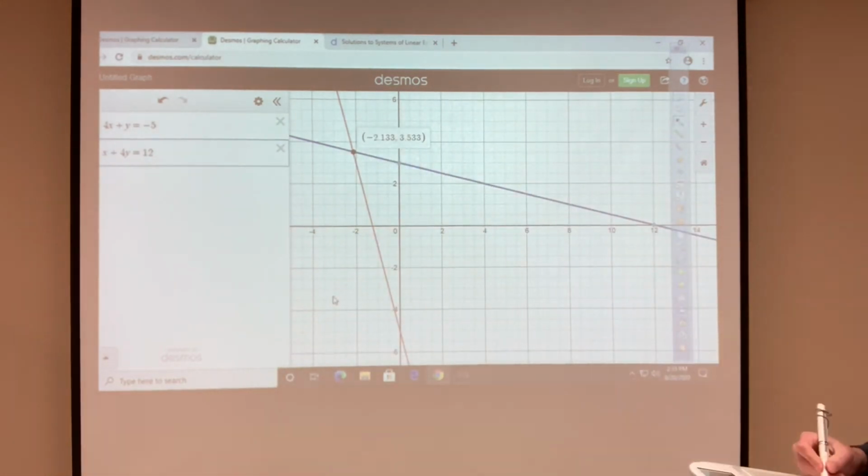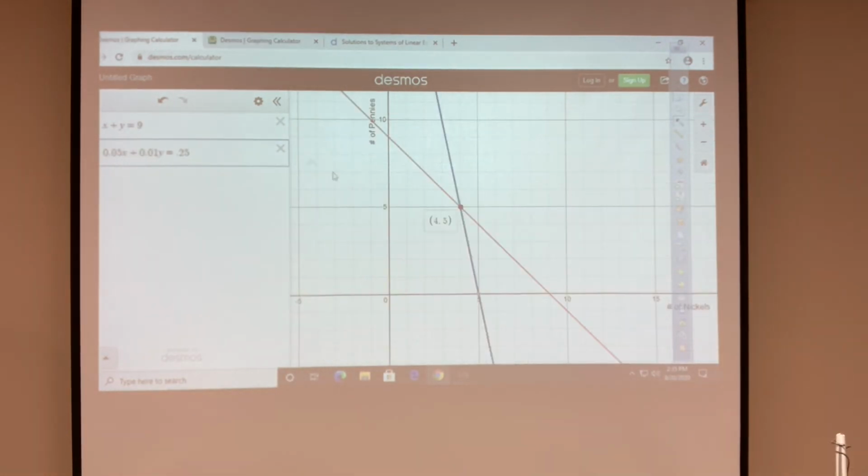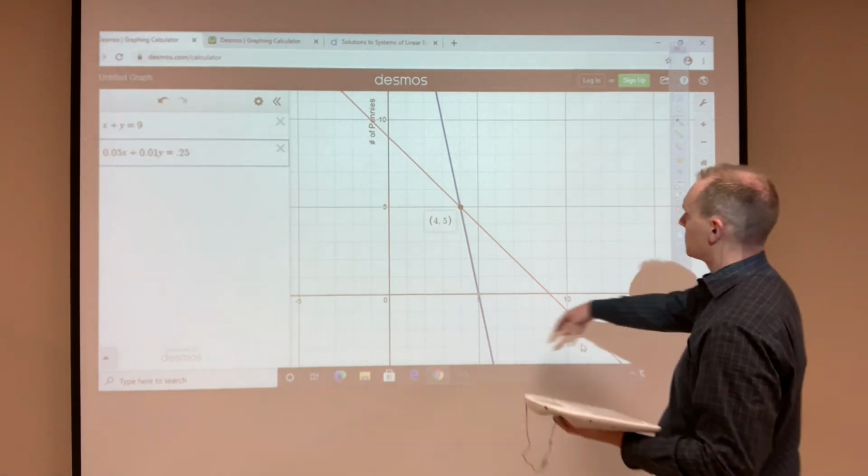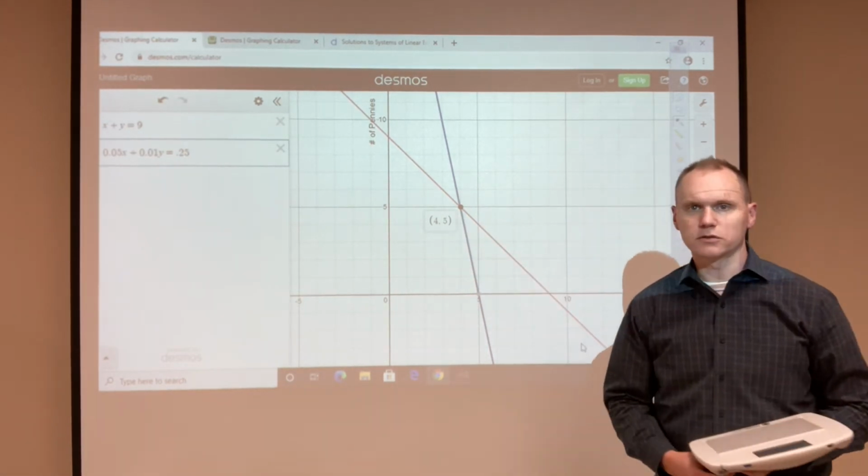All right. I've also got the one that we did a minute ago, pennies and nickels. Number of nickels down here, number of pennies right there. And again, you can see that the solution there was 4 or 5.